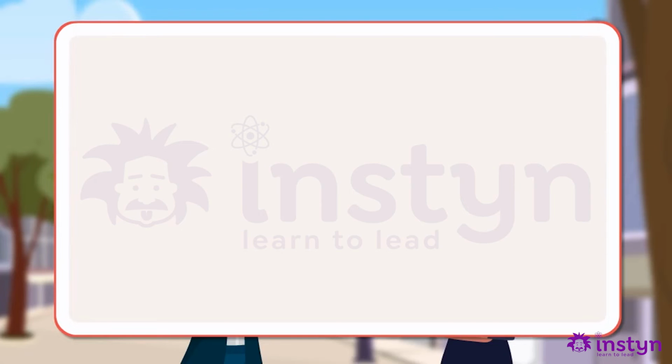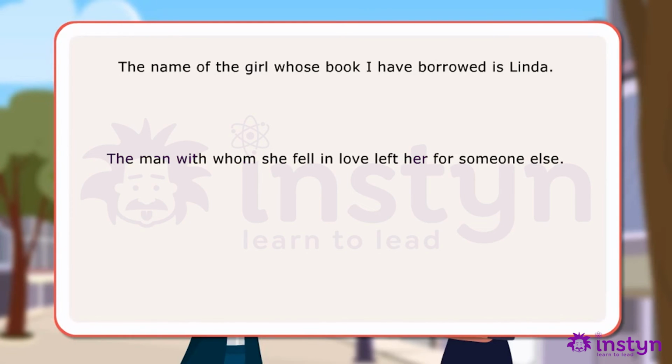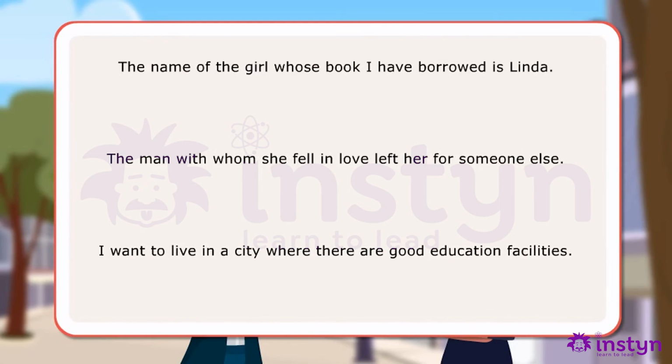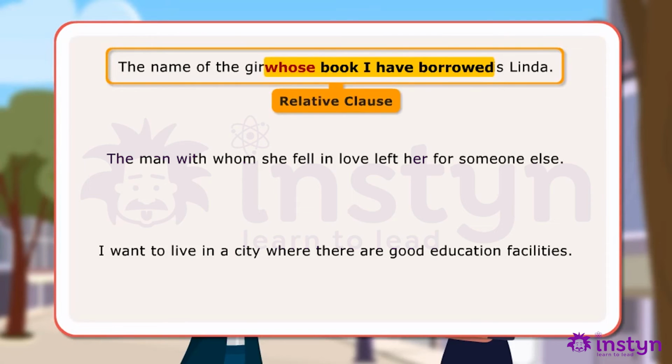The name of the girl whose book I have borrowed is Linda. The man with whom she fell in love left her for someone else. I want to live in a city where there are good education facilities. In the first sentence, whose book I have borrowed is a relative clause. Whose has been used here since we are speaking about people and using it in place of her.